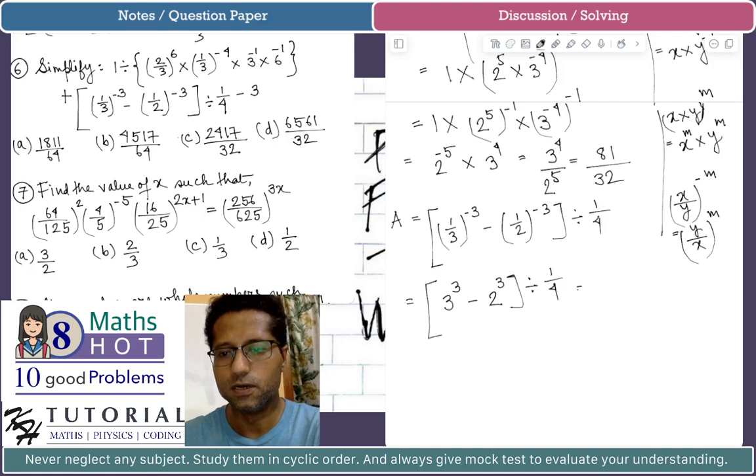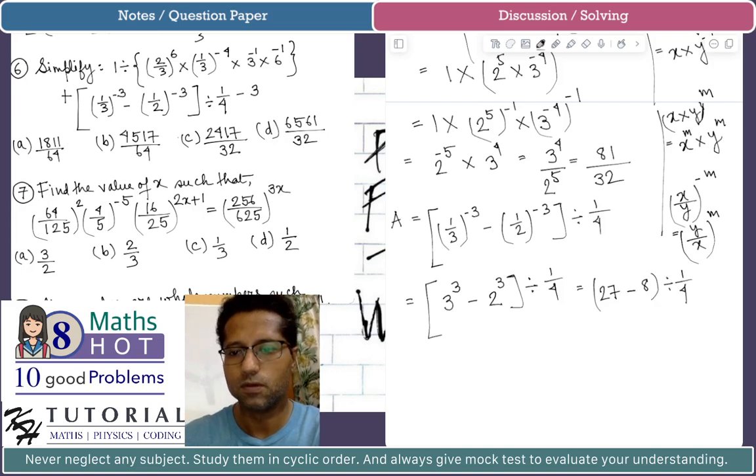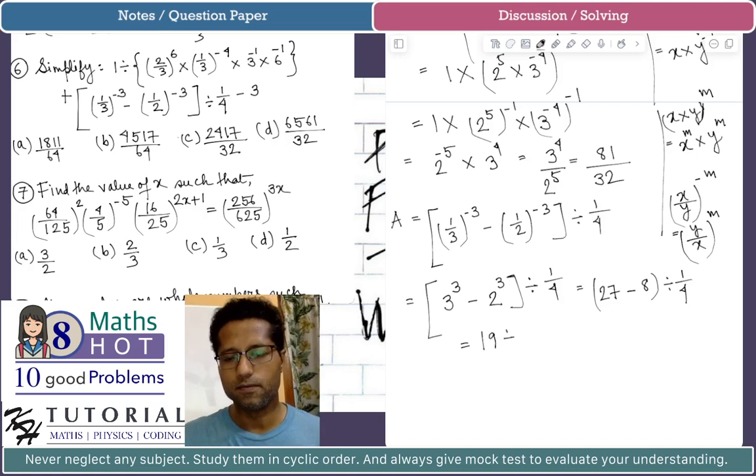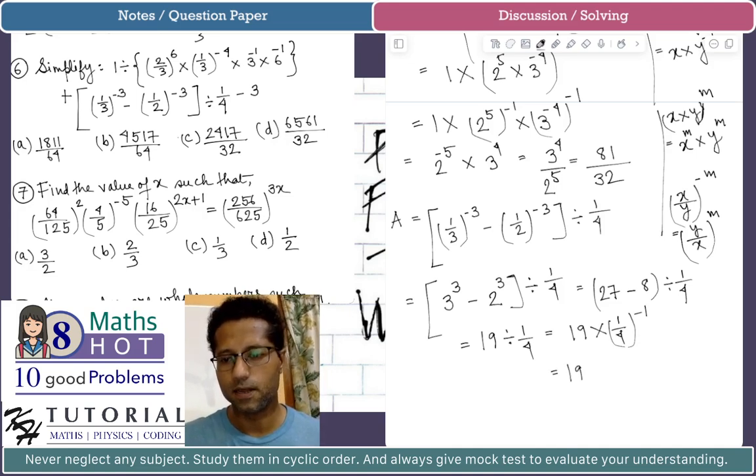Okay, this is equal to 3 raised to the power 3, which is 27, minus 2 to the power 3, which is 8. This divided by 1 by 4. This is equal to 19 divided by 1 by 4. This is equal to 19 multiplied by the reciprocal of 1 by 4. This is equal to 19 multiplied by 4. This is equal to 76.